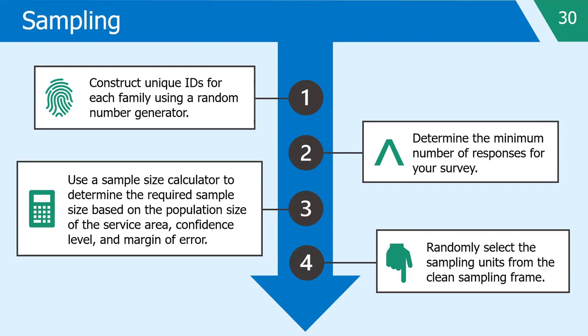And once you've done that step, then you're going to use a sample size calculator to determine the minimum number of responses for the survey. And you can base this on the sampling frame, the total number of residential addresses in the area, or if you think the ACS data count is more reliable, the population count, you can use that. And then once you've assigned those random numbers and sorted the list, then you're going to make your selection.